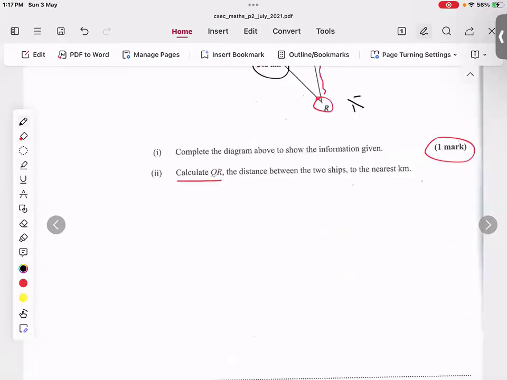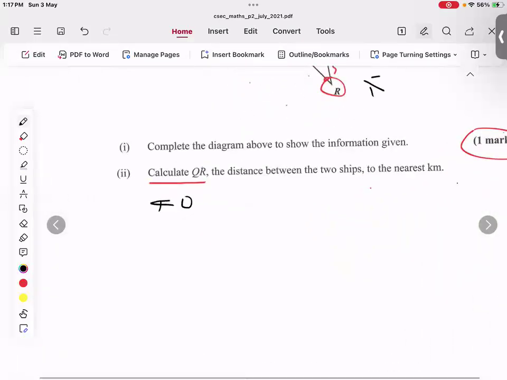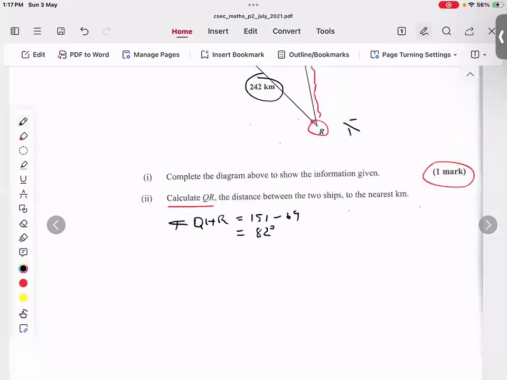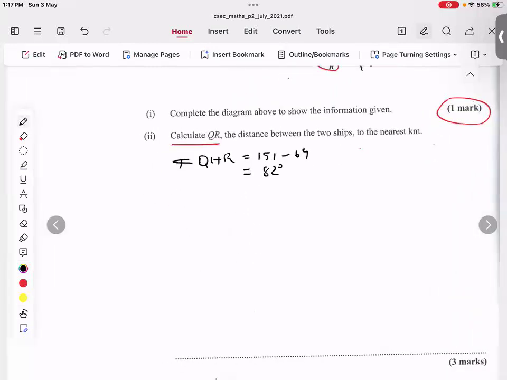So good job. Therefore, to start off this calculation here, we're going to need angle QHR. So angle QHR is equal to 151 minus 69, which Shamir says is 82 degrees. And we got the 82. So now that we have the two sides and the angle between, we can then use, hence, C squared will be equal to A squared plus B squared minus 2AB times the cosine of theta.